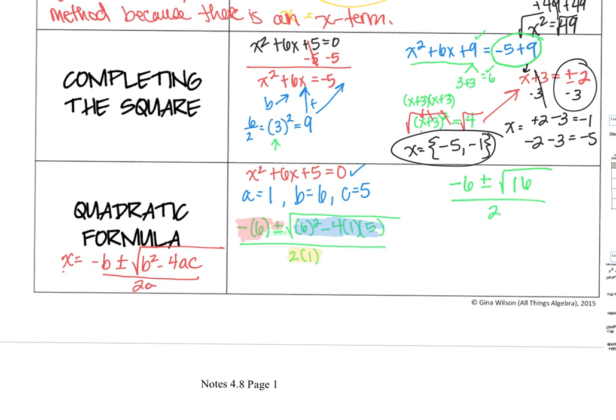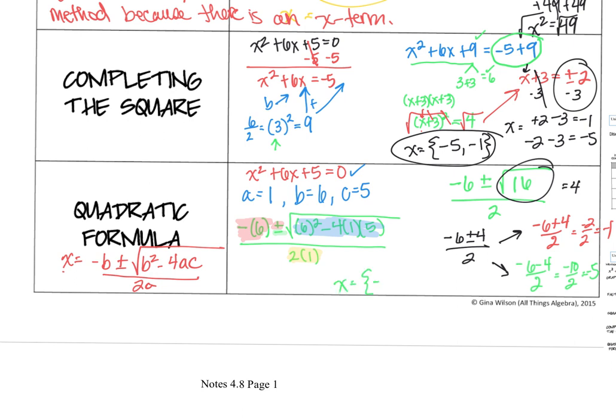And we could keep simplifying it further. What is the square root of 16? Well, that's equal to 4. So we have negative 6 plus or minus 4 over 2. So again, this still creates two problems for us. We would have negative 6 plus 4 divided by 2, which is negative 6 plus 4 is negative 2 divided by 2, which is negative 1, one of the solutions that we knew that we were going to get. We could also do negative 6 minus 4 divided by 2. Negative 6 minus 4 is negative 10 divided by 2 is negative 5. So again, leading us back to those same two solutions.